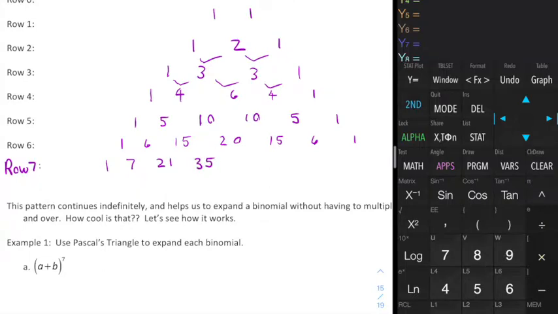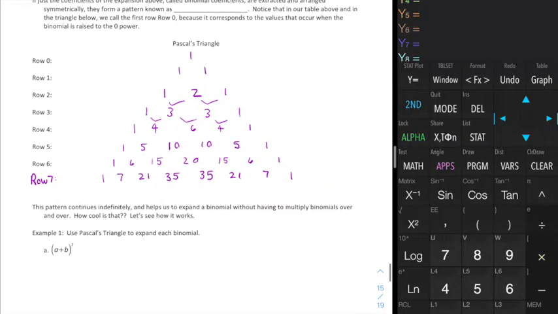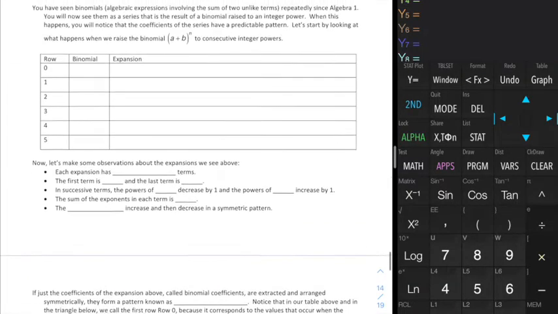35 with the 15 and 20. Another 35. 21, 7, and then 1. Okay. So that is how you make this Pascal's triangle. Okay, and this is going to be tied out to the binomial expansion. So we're going to fill out a little chart here on the previous page.